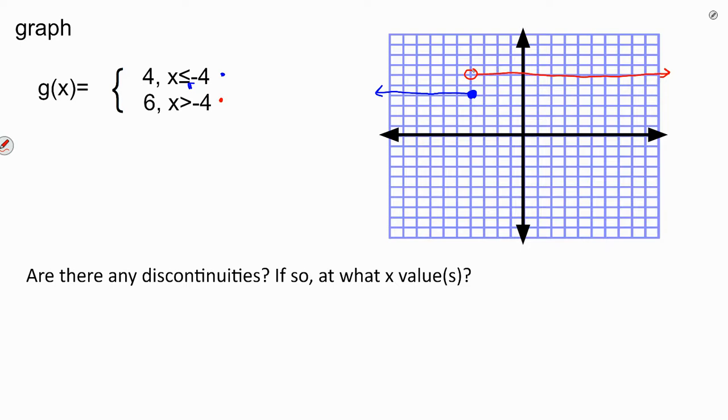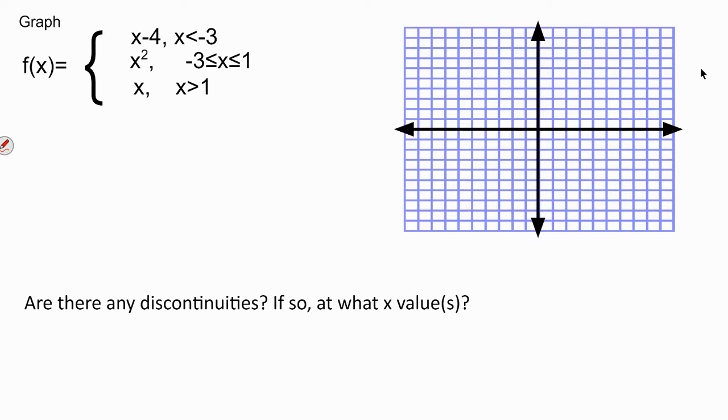So by looking at this, are there any discontinuities? The answer to that question is yes. And what x value is it at? It is at the x value of -4. So let's do one more example, a little more complicated, just to kind of wrap up.